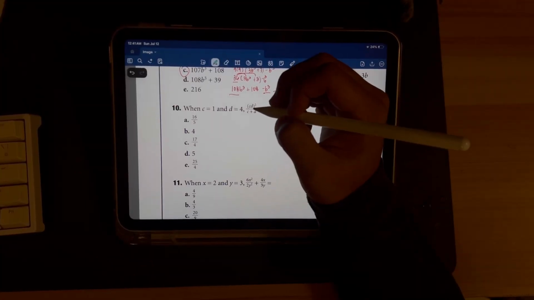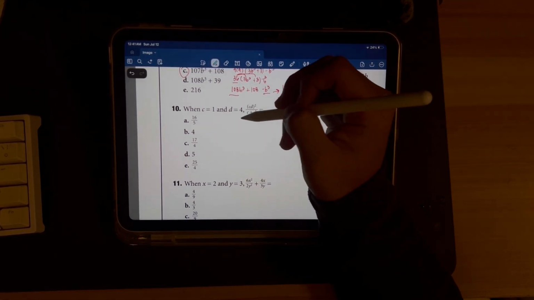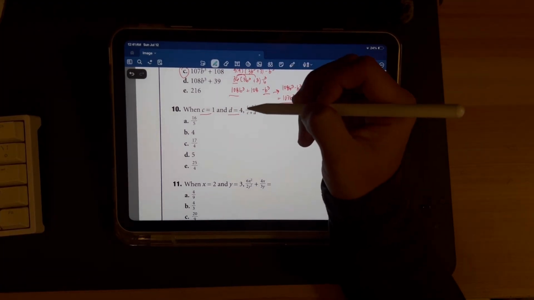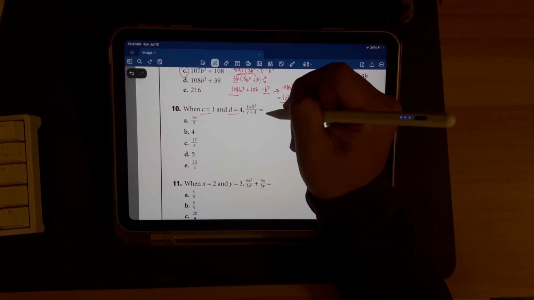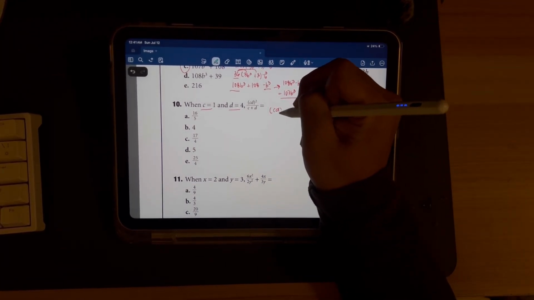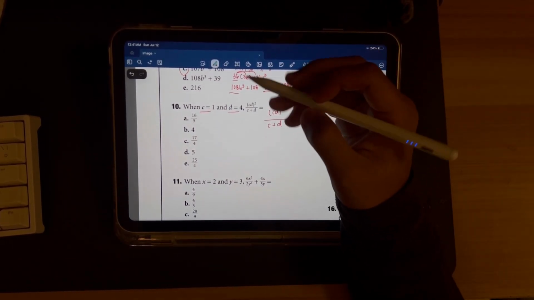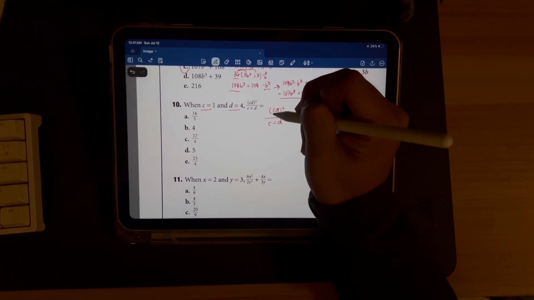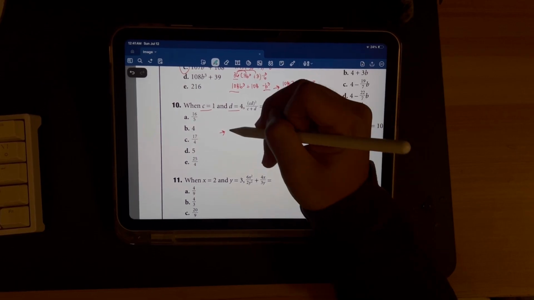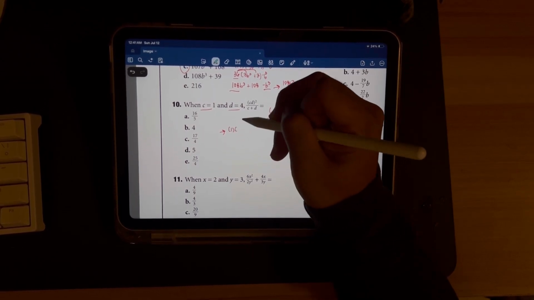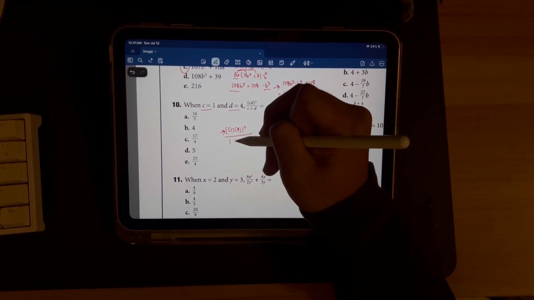Now, for the 10th question, we are again asked to substitute values, but this time we have two substitutions, C as 1 and D as 4. So let us first rewrite the whole equation. We have CD squared all over C plus D. Now, since there are two values, keep in mind that C is 1 and D is 4. Let's further simplify. That will become 1 multiplied by 4, quantity squared, all over 1 plus 4.